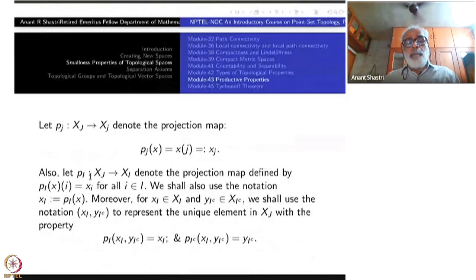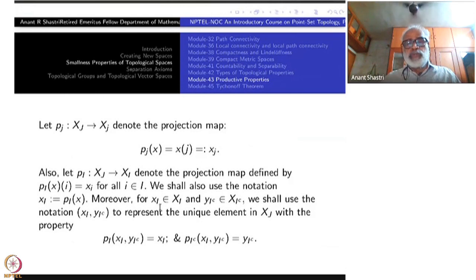Let p_I, now I is capital, denote the map from X_J, the entire product space, to X_I, which is a partial product, because I is a subset of J. This denotes the projection map defined by the same principle, namely p_I of x is a point in X_I, so it's a map from I to the disjoint union, and on the point i belonging to I, it is x_i. Other coordinates are forgotten. That is the meaning of this projection map. We also use the notation x_I to be the image of p_I of x, consistent with this one. Whether it is a singleton or a whole bunch of indices, you can use that notation.